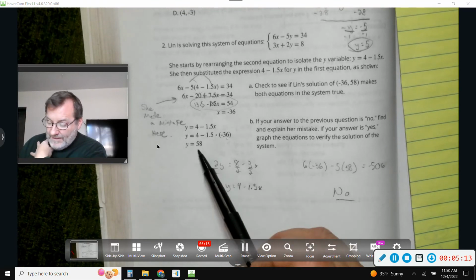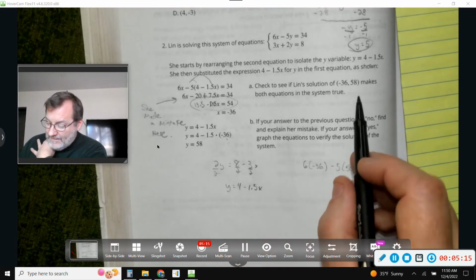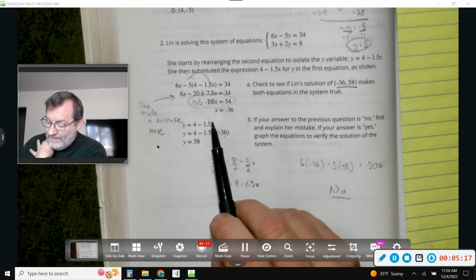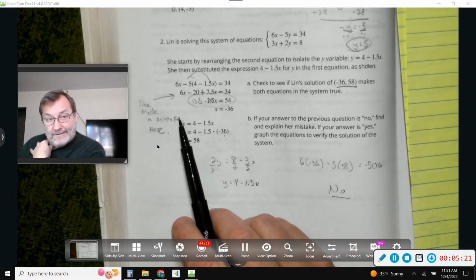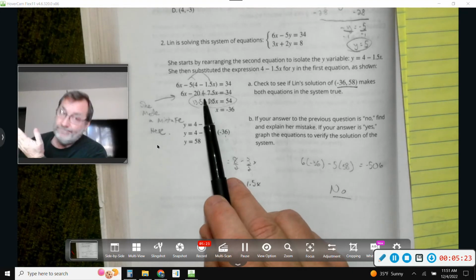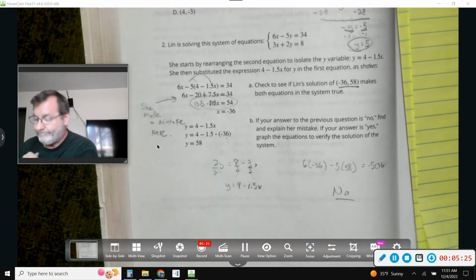Now you can take these numbers. If you're going to say that this is the true solution, then it should work for both of these. Since we got a sign error, we know it's not going to work.